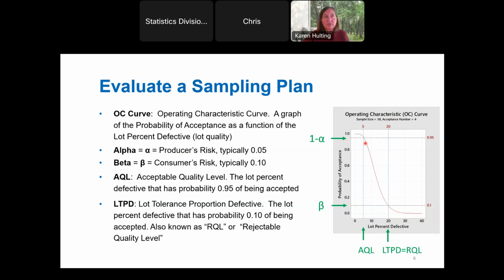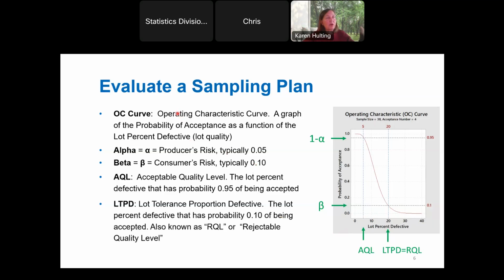In the middle, here's the tricky thing about acceptance sampling. There is one point where there's a 50-50 chance of passing or failing that lot, for a level of defective that's not 0. In this case, the 50-50 point is somewhere above 10%. So for this sampling plan, if I had a lot that I didn't know was 15% defective, then it's almost like flipping coins whether or not that lot gets out the door.